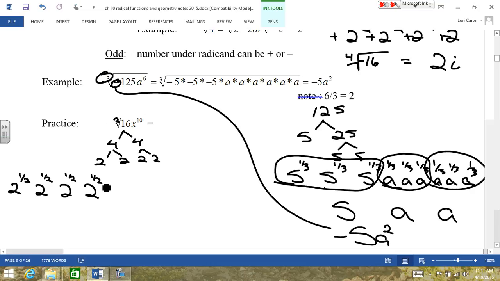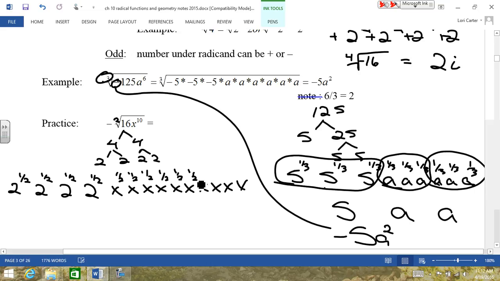Now, if you know the square root of 16, do I have to do all this work? No. What's the square root of 16? 4. Do I have to do this? No. If you know that, you can write down 4x to the 10. Okay, how many x's are there? 10, so it would be 4x to the 5th.